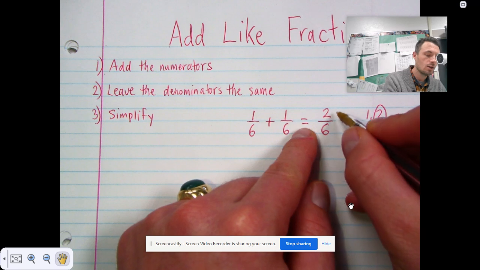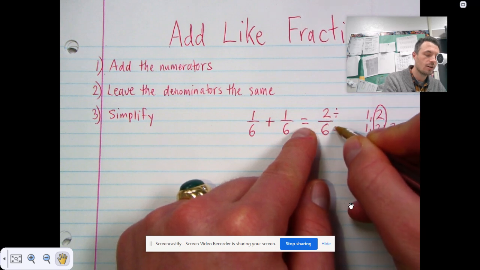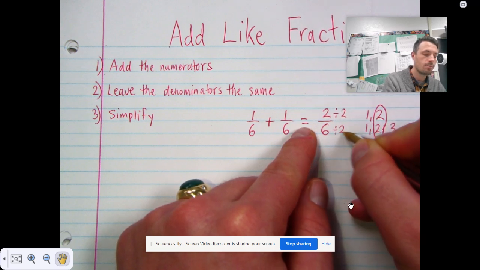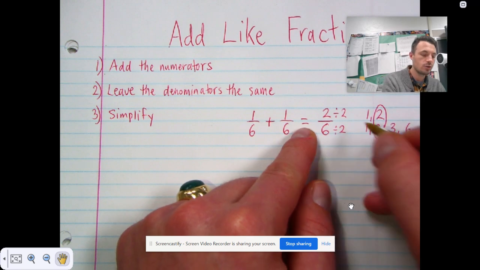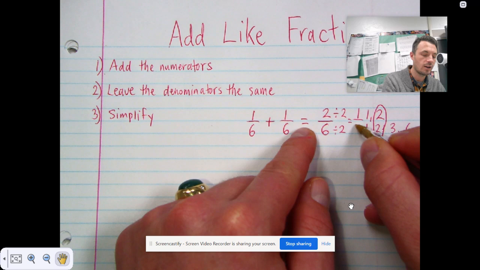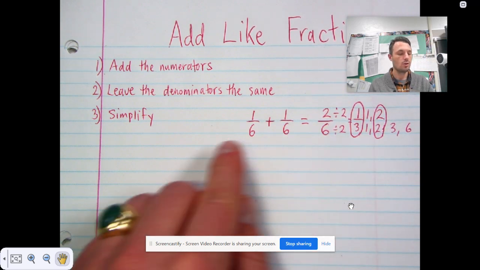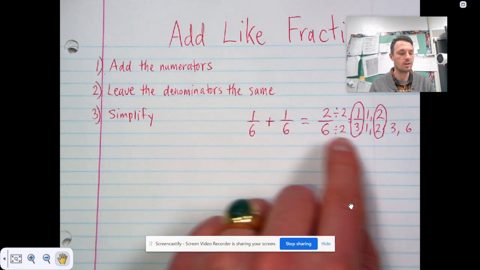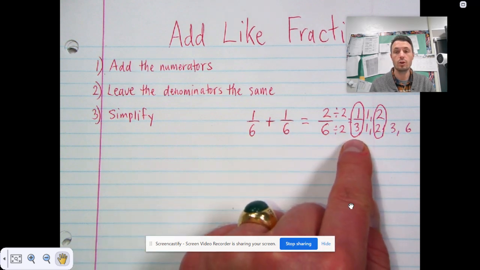What do we do with it? We divide the numerator and denominator by the GCF. So 2 divided by 2 is 1. 6 divided by 2 is 3. So that's the final answer. 1/6 plus 1/6 equals 1/3.